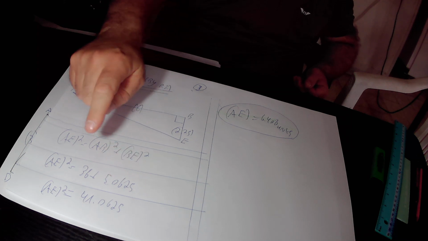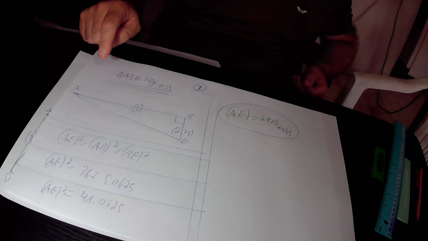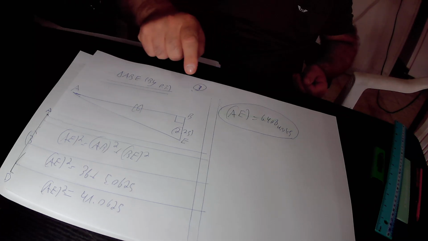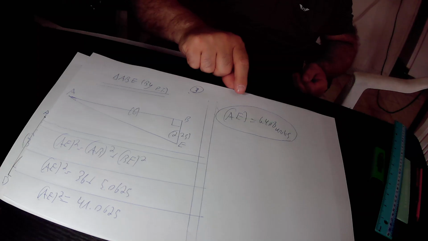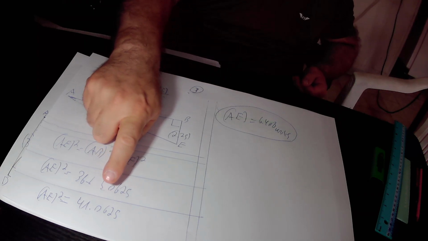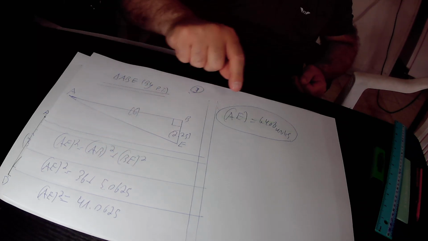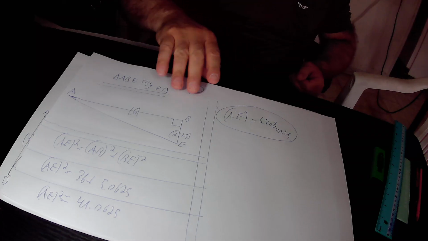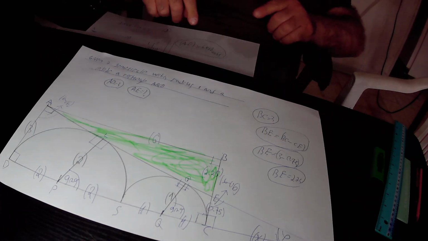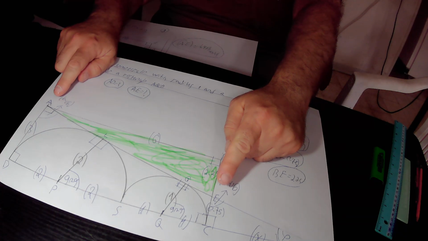Here we took the square root of this equation and finally found that the missing side AE, that is the side we are looking for in this question, equals the square root of 41.0625. The square root of 41.0625 is about 6.408. So in conclusion, the length of this line segment AE is 6.408 units.